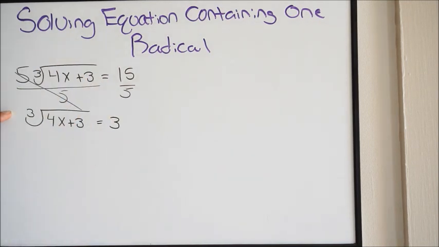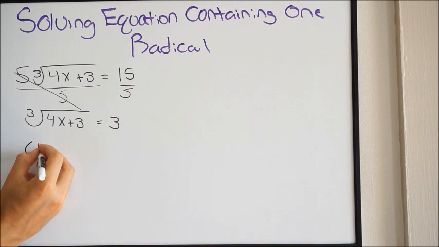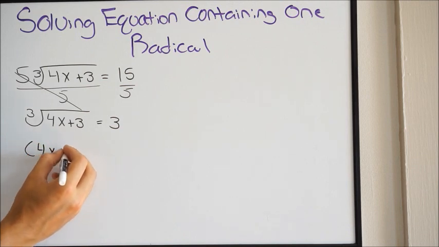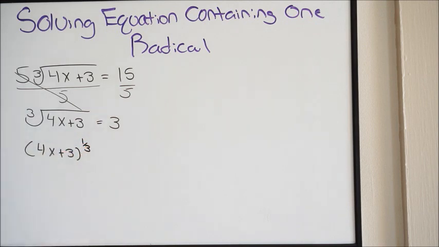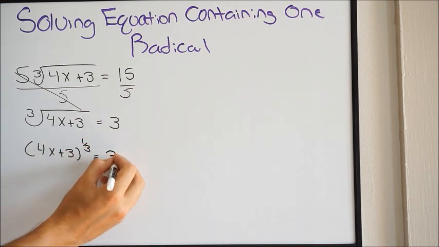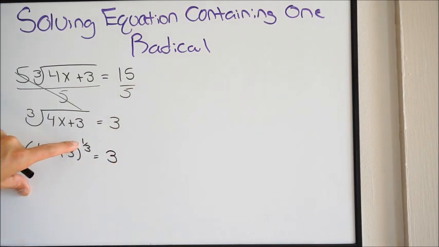And again, look how we can rewrite this. Now, how can we rewrite this as an exponent? So it's a cubed root, so it's like with the square root, we wrote it to the half, right? Now that it's a cubed root, it's going to be to the third. So we can write it like this: 4x plus 3, all to the third, right? Equal to 3.